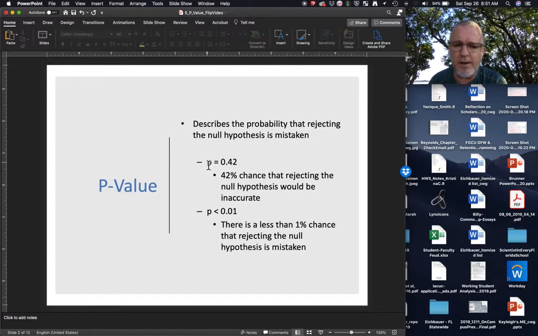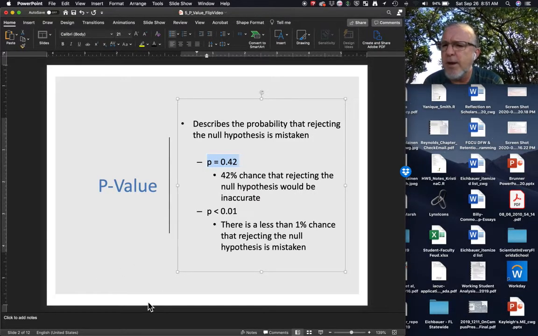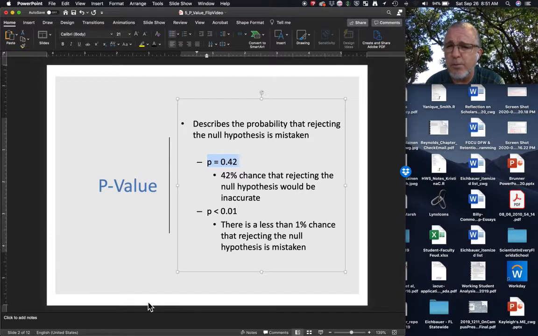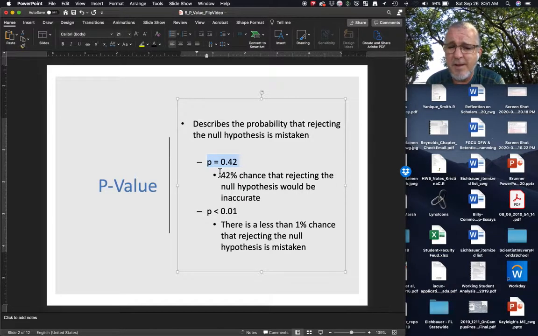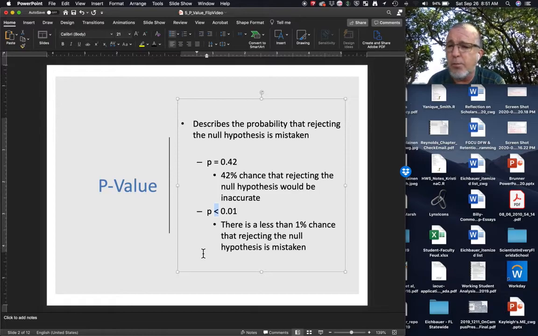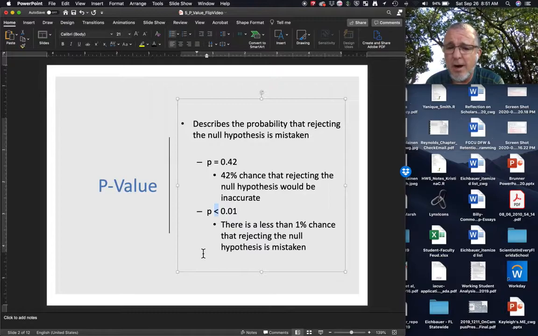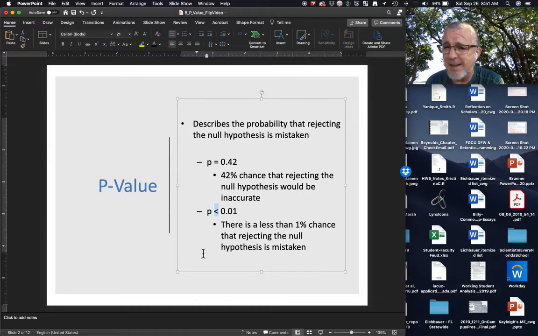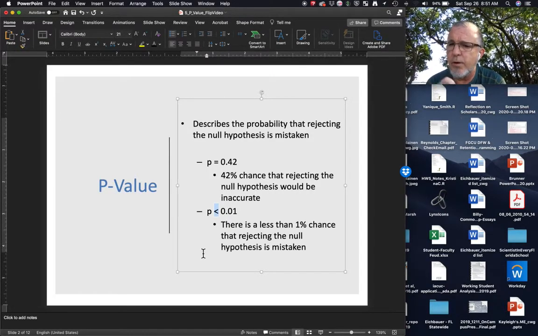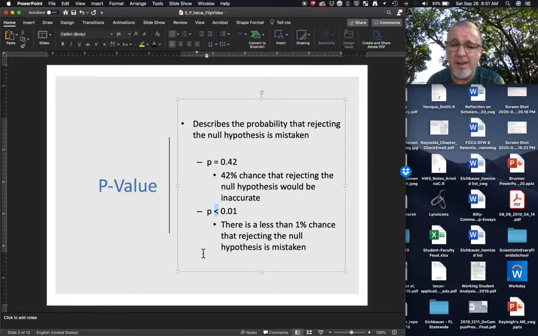So what this is telling us, as these examples illustrate, is that if you get a p-value of 0.42, then there is a 42% chance of making a mistake by rejecting the null hypothesis. If you get a p-value of less than 0.01, then there's less than a 1% chance of rejecting the null hypothesis mistakenly. So again, there are three pieces to this. One, we are evaluating the null hypothesis. Two, we're determining whether we can reject it. And three, we are determining whether rejecting it would be a mistake.